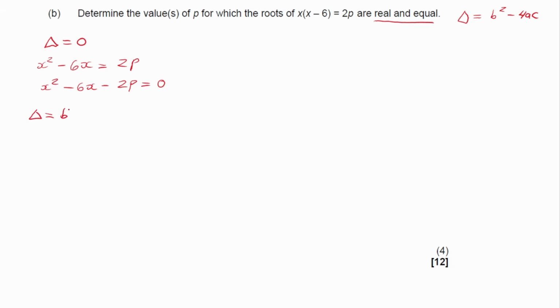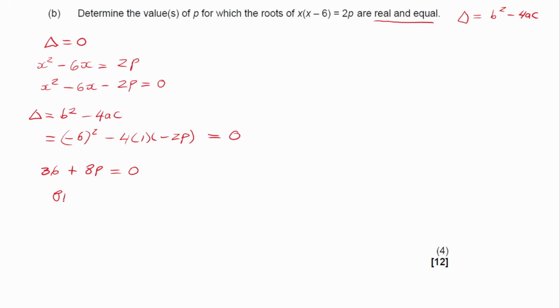So let me write the formula here again. And b, like we did before, is just the coefficient of x. A is the coefficient of x squared, and c is our constant, this whole thing. So if we do that, we get b squared, which is minus 6 squared, minus 4 times a, which is 1, times c, which is negative 2p. Just be careful with your signs there. So it's this entire constant, not just the negative 2, it's this entire thing, is equal to 0. If we simplify this a bit more, we're going to get plus 8p is equal to 0.